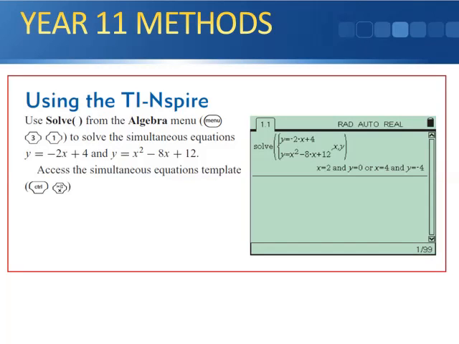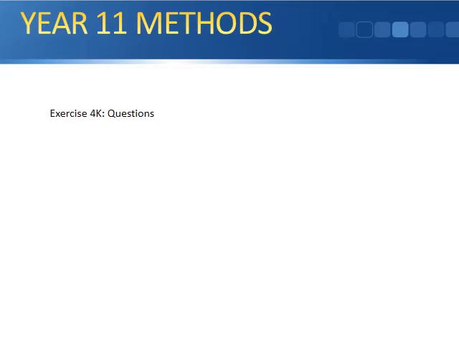That's how you do it on the calculator. Go to the solve menu, put both of them in. Y equals your straight line and y equals your parabola. Solve for x and y and you get your answers. Remember, there could be more than one. That's for your 4K questions.